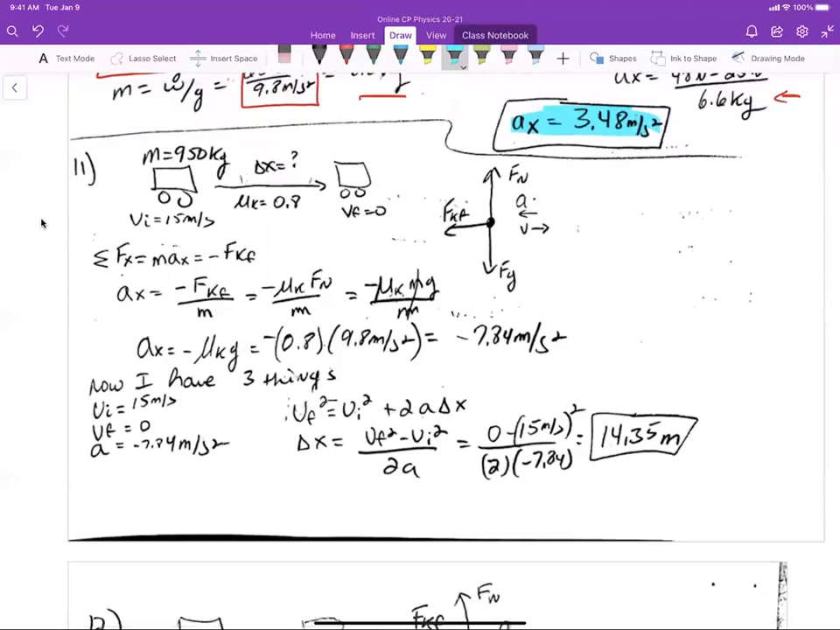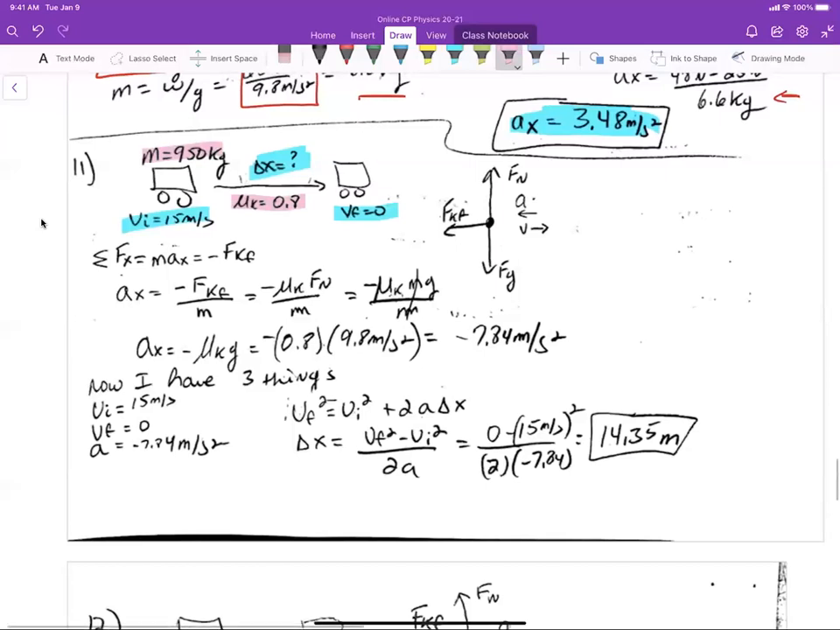So I have a picture of my car sliding. I have an initial velocity they tell me is 15 meters per second. They have a final velocity that they gave me of 0. They asked how far it took to skid. Then they also gave me the mass, and they gave me this value of mu k, which is the coefficient of kinetic friction.